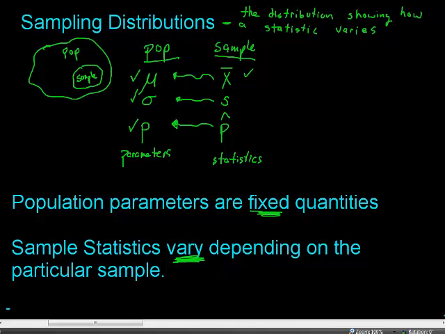Okay? So there are two types of sampling distributions. One's for the mean and one for the proportions. Let's talk about each one of those right now.